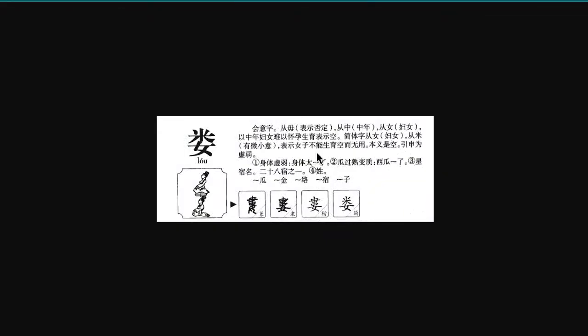Okay, so this one you can see that it's low. It's also a negating word. Okay, and you can see the original character has the girl on the bottom. Okay, girl on the bottom, and then on the top you can see there's a 中 over here. 中 in the middle. That's middle, means middle. Okay, and then on the top is me on the very top.